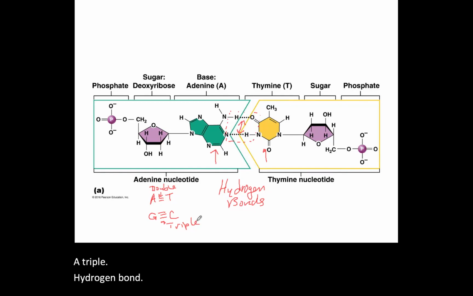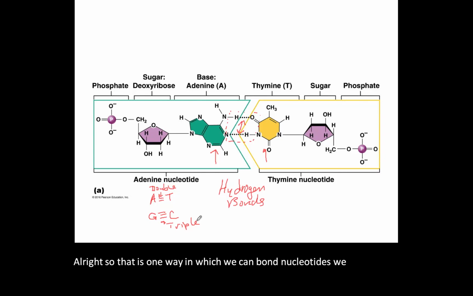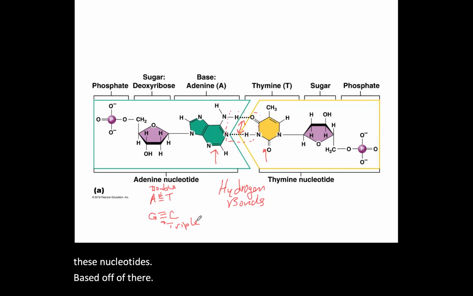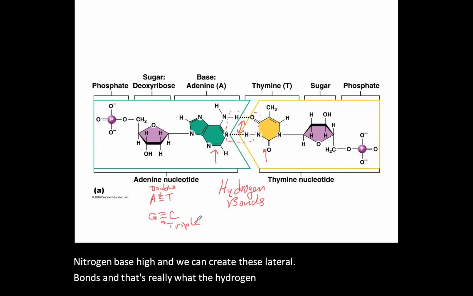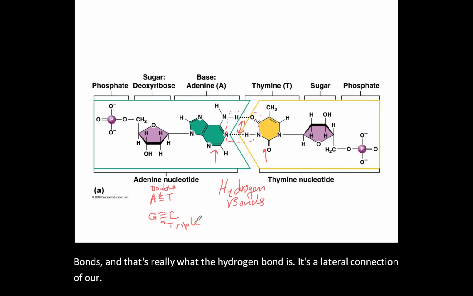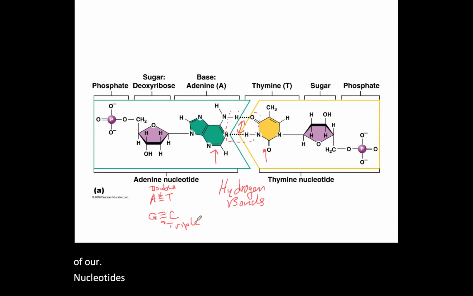All right. So that is one way in which we can bond nucleotides. Right? We can bind these nucleotides based off of their nitrogen base. And we can create these lateral bonds. That's really what the hydrogen bond is. It's a lateral connection of our nucleotides.